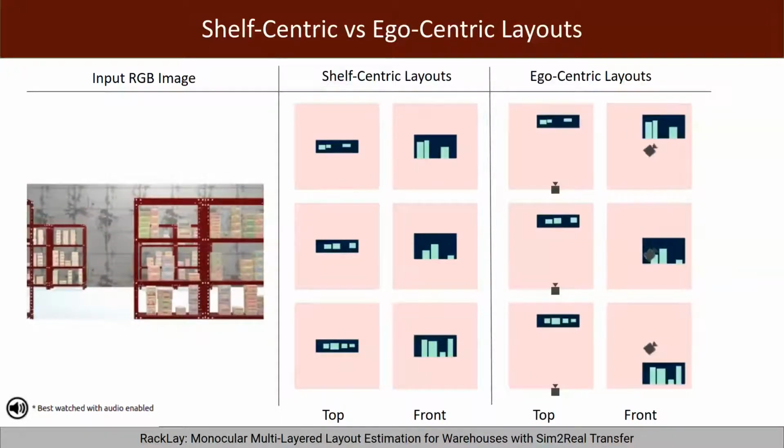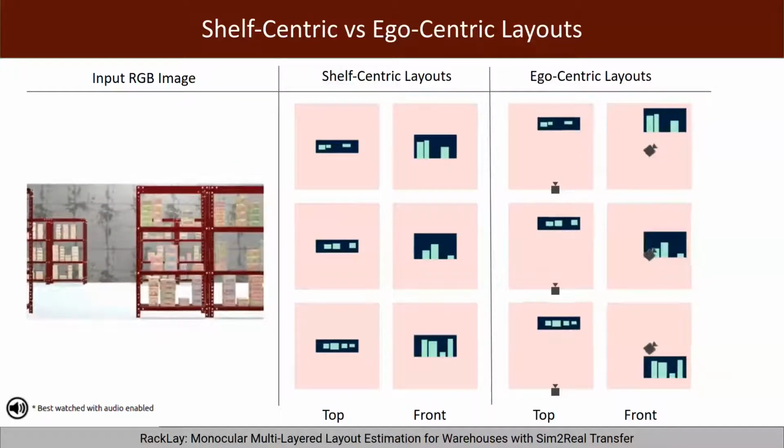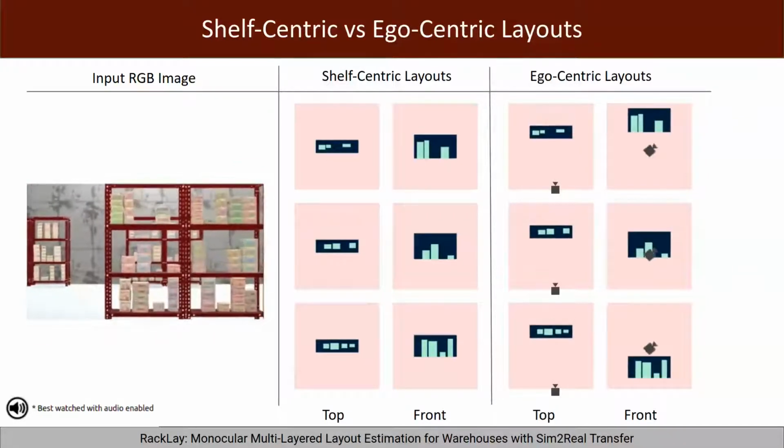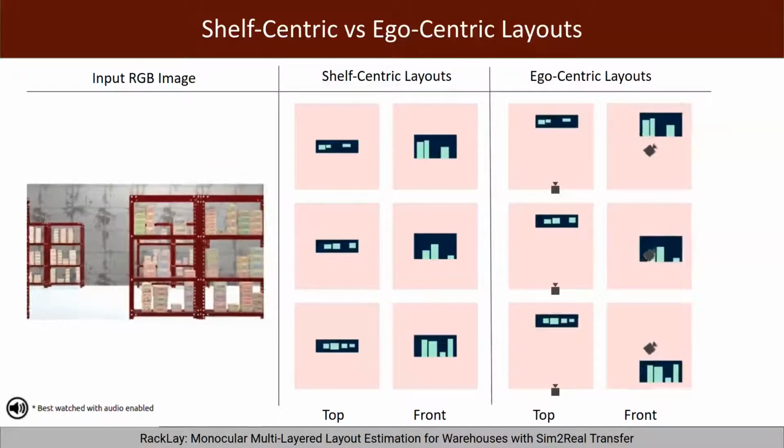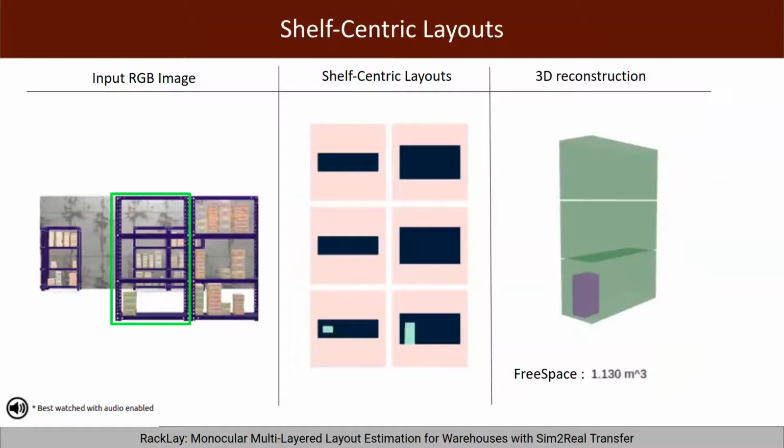Shelf-centric layouts are agnostic to the movement of the camera and are fixed to the center of the layout frame. Egocentric layouts shift within the layout with respect to the camera, shown as a gray icon. This enables us to infer the position of the rack with respect to the camera. Using the shelf-centric layouts, we get layouts centered around the rack.